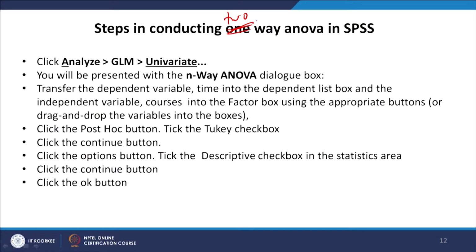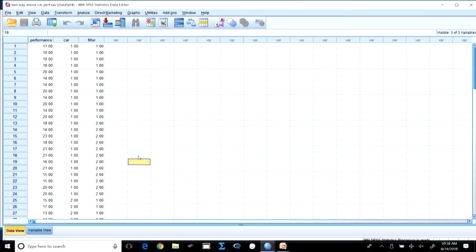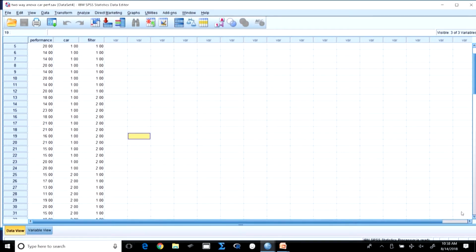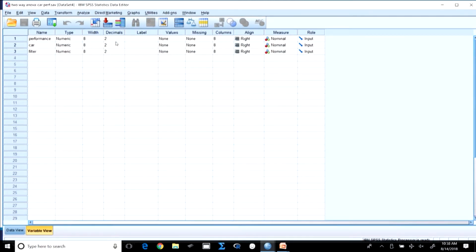Now, I will show you how to do a two-way ANOVA. This is not one-way, sorry, this is two-way. So, let me show you how to do a two-way again. Let us take this. This is a case where there are different types of cars, the type of filters and their effect on the performance.